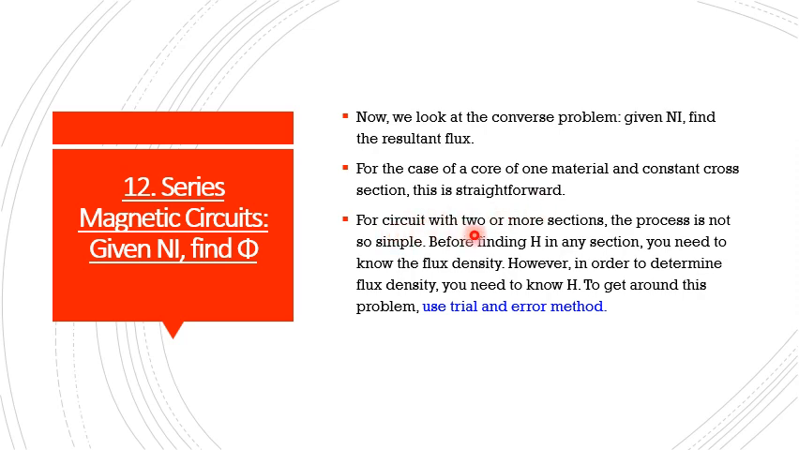But for a circuit with two or more sections, the process is not so simple. Before finding H in any section, you need to know the flux density. However, in order to determine the flux density, you need to know H. To get around this problem, we need to use the trial and error method.